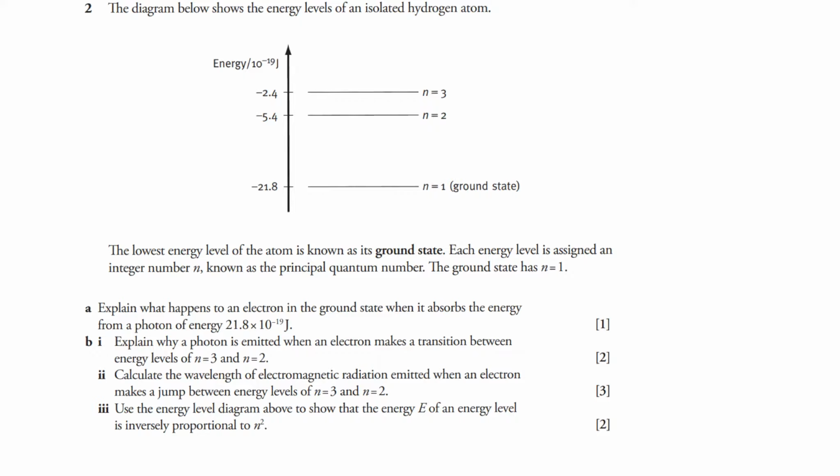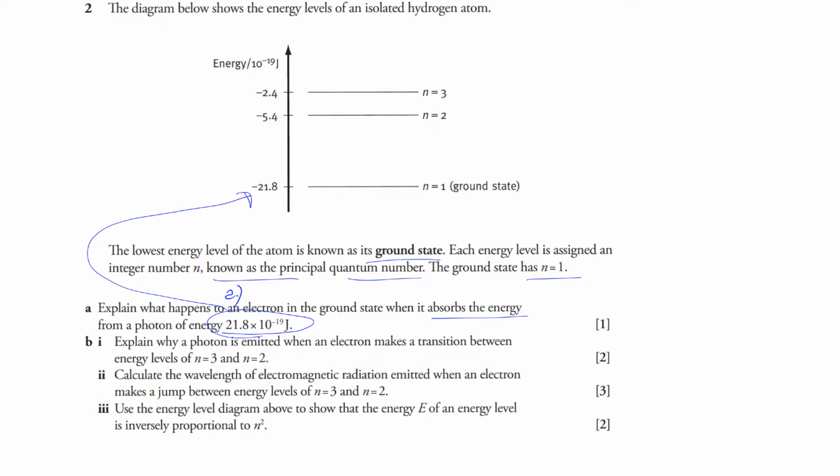For number 2, the diagram below shows the energy levels of an isolated hydrogen atom. The lowest energy of an atom is known as the ground state. Each level is assigned an integer number n, known as the principal quantum number. The ground state has n equals 1. Explain what happens to an electron in the ground state when it absorbs energy equal to this one. That is the lowest level, the ground state.